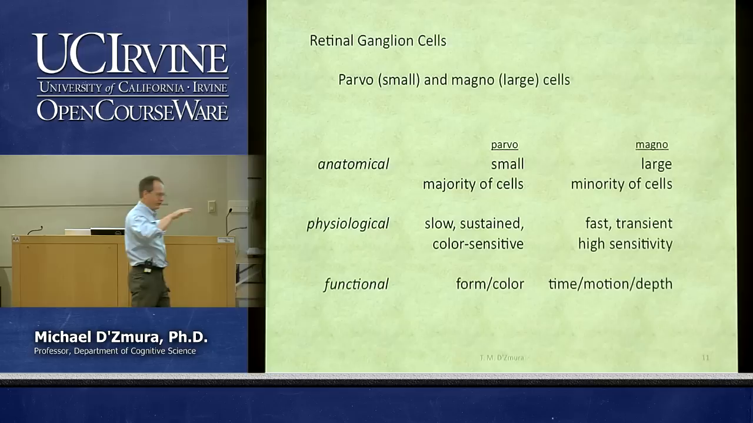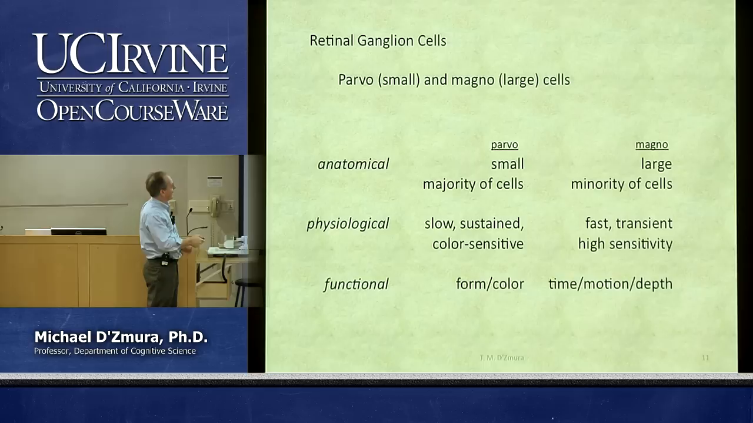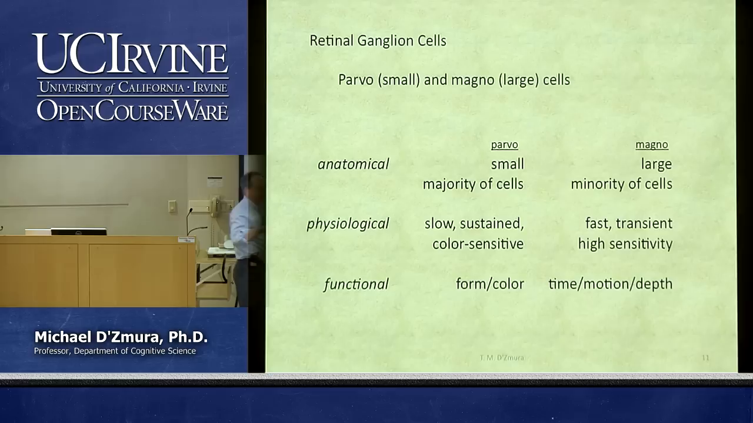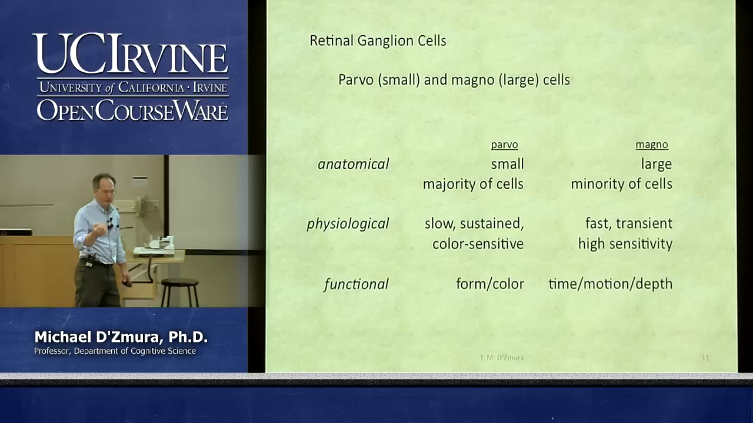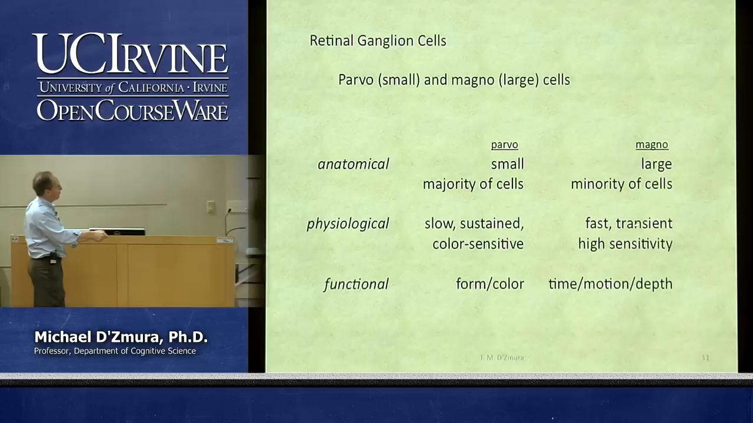So if we shine a light in the receptive field of a magno retinal ganglion cell, we will find that when we turn that light on, we'll get a nice increase in the firing rate, but it's a very short-term thing. Very quickly, the magno cell will return to its resting state. It stops responding to that light, even though the light is still shining in its receptive field. So it provides a transient response.